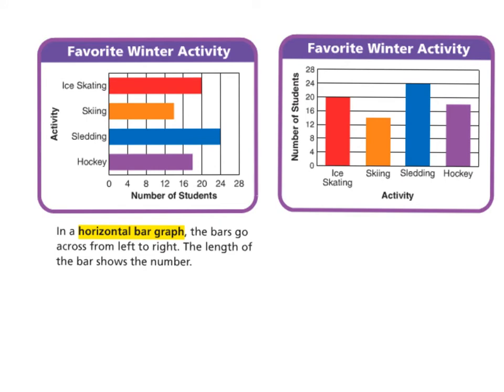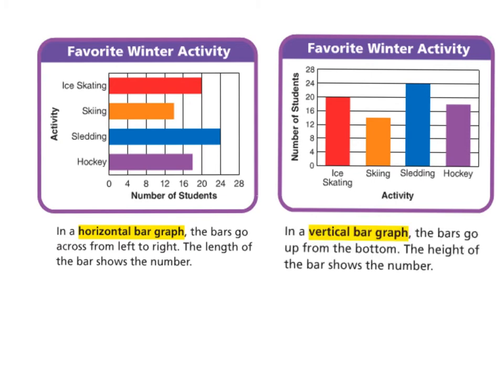In a horizontal bar graph, the bars go across from left to right, just like this bar graph. And the length of the bar shows the number. So for example, how many students actually chose ice skating as their favorite winter activity? Well, there it is, 20. So this is an example of a horizontal bar graph.